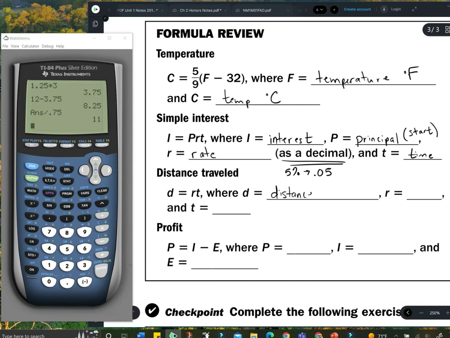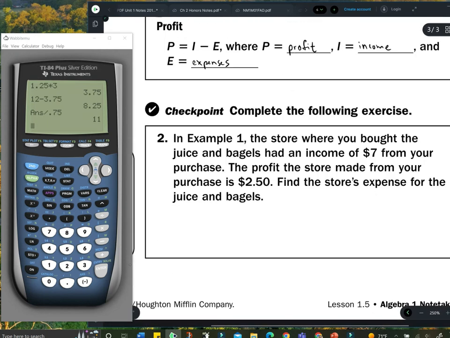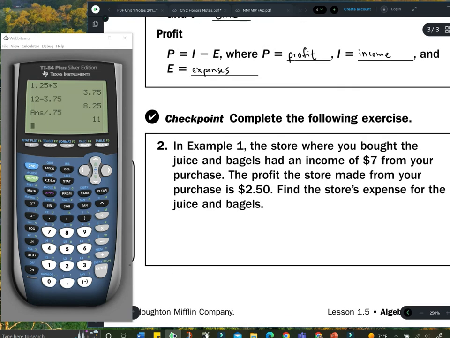Distance traveled, D equals R times T. D is distance, equals rate times time, and profit is income minus expenses. Take some time, write that down, and we'll go through some exercises with these.